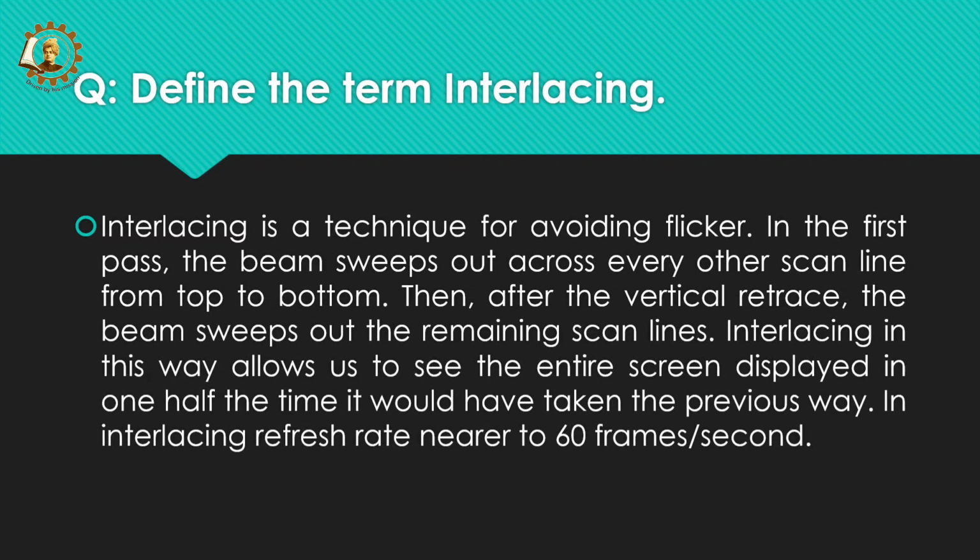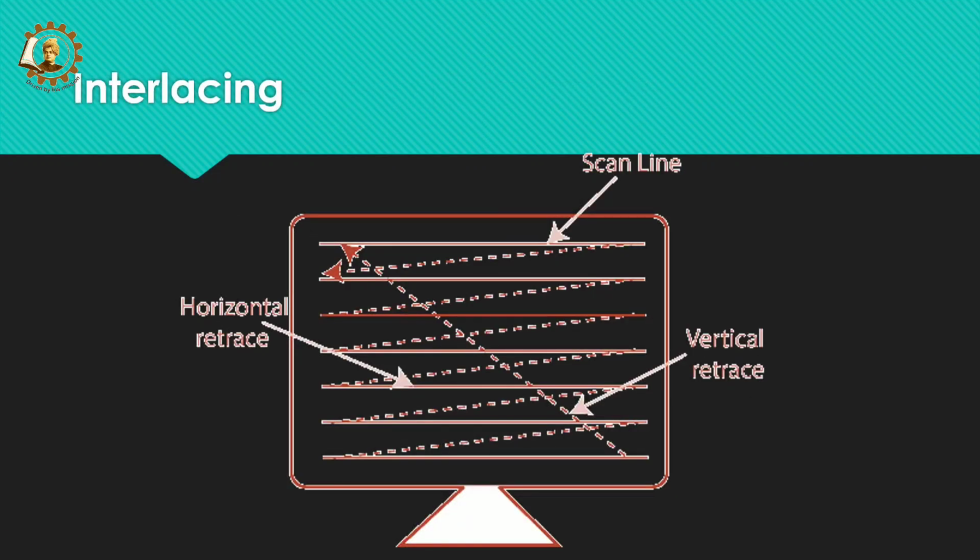The next question is, define the term interlacing. Interlacing is a technique for avoiding flicker. We can see the picture. This is interlacing. The straight lines are the scan lines. The lines from the first to second straight line are the horizontal traces, and the dotted or dashed line from the last straight line to the first straight line is the vertical trace. Try to practice the image also.